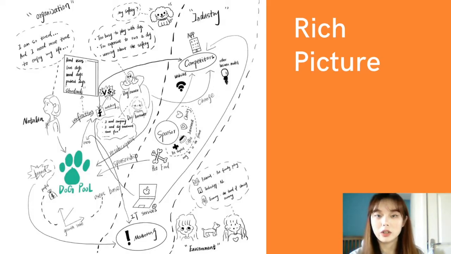Then, for the rich picture, we draw it from three parts: organization, industry, and the whole environment. It focuses on how the dog pool can verify and match the dog owners and their borrowers from Facebook, and the current state of its competitors, and some external support are also discussed. The role of the whole environment, such as the sharing economy and dog-friendly policy, is also considered.